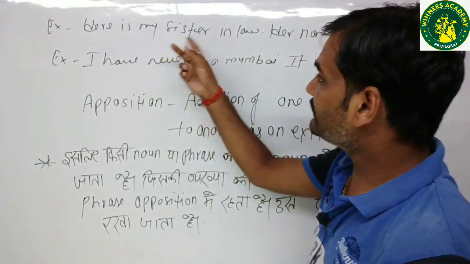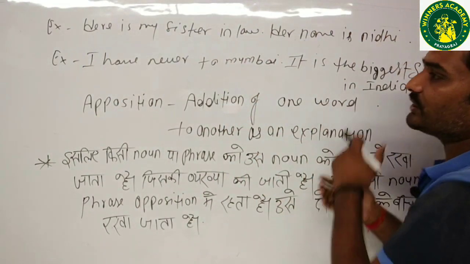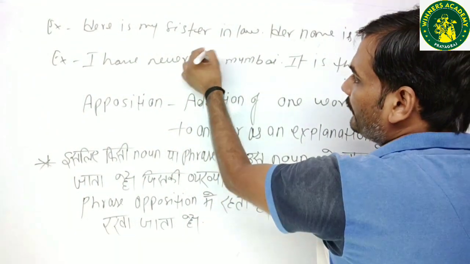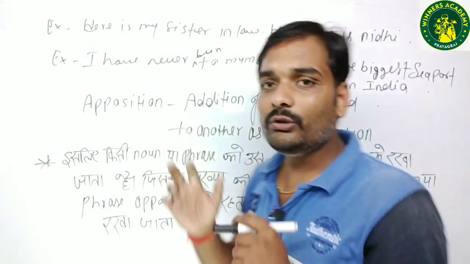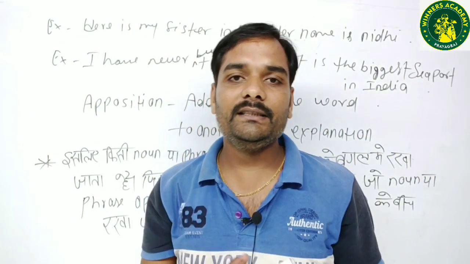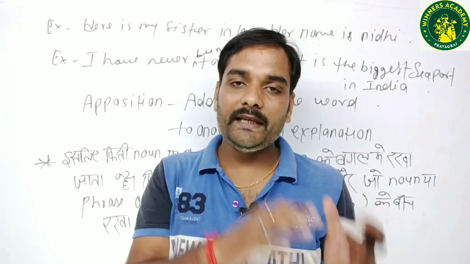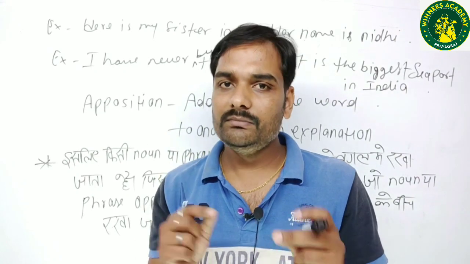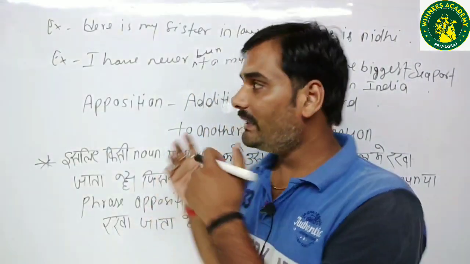But consider, here's my sister-in-law. Her name is Nidhi. Here, your noun is given at the very end. Or, I have never been to Mumbai. And it is the biggest seaport of India. Look at both these sentences, and the second sentence is, Kalidas was a great poet. He wrote Shakuntalam. There are three words here for Kalidas which we can define by using commas. And today we will look into this.